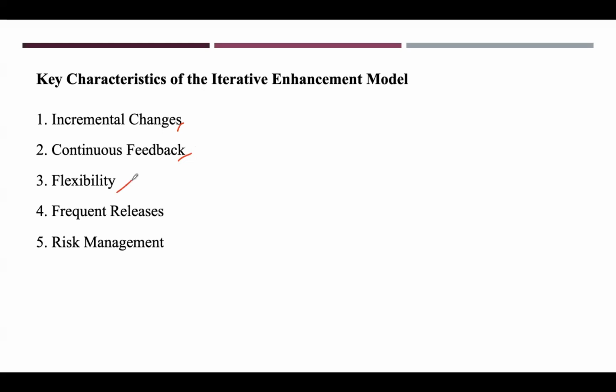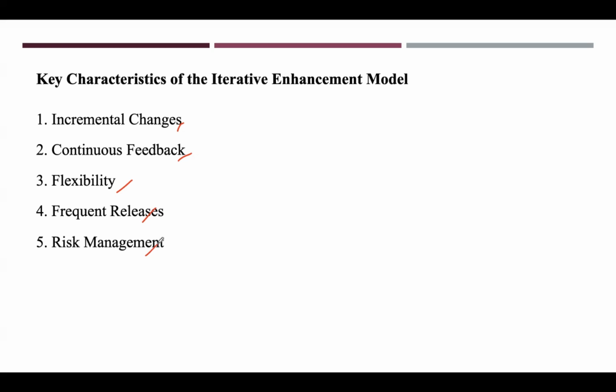Flexibility. The model allows for flexibility in changing the requirements. As the software progresses, new features or changes can be incorporated into subsequent iterations. So, this reduces the risk of delivering a product that doesn't fully align with user expectations or business goals. Next is frequent releases. At the end of every iteration, a new version of the software is released, even if it's not fully feature complete. This makes it easier to deliver partial functionality quickly and gather feedback for further refinement.